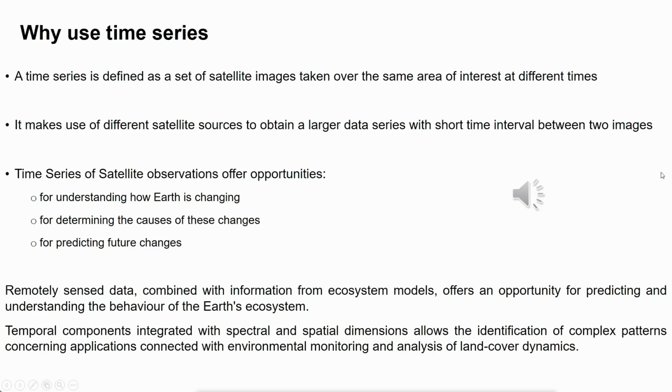Why use time series? A time series is defined as a set of satellite images taken over the same area of interest at different times. We can make use of different satellite sources to obtain a larger data series with short time interval. Time series of satellite observations offer opportunities for understanding how Earth is changing, for determining the causes of these changes, and for predicting future changes.